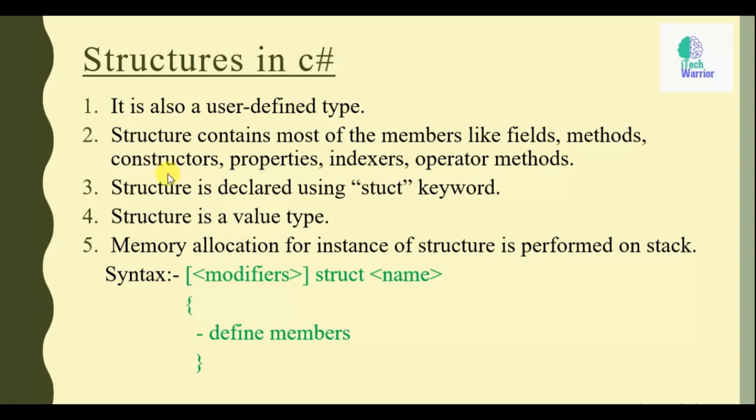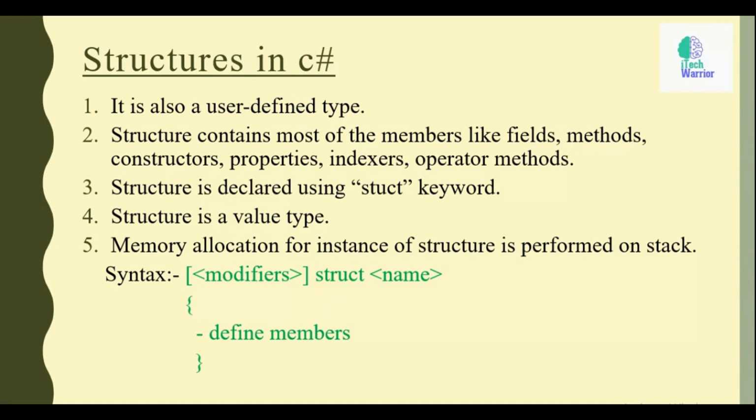The second point is that a structure contains most of the members like fields, methods, constructors, properties, indexers, and operator methods, like classes. The third point is that a structure is declared using the struct keyword. A structure is a value type. The main difference is that a structure is a value type and a class is a reference type.